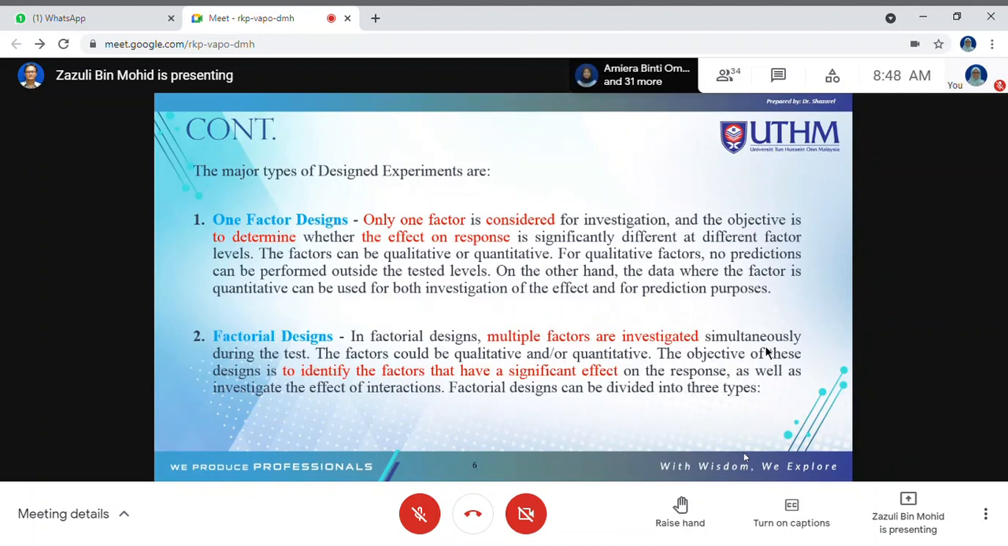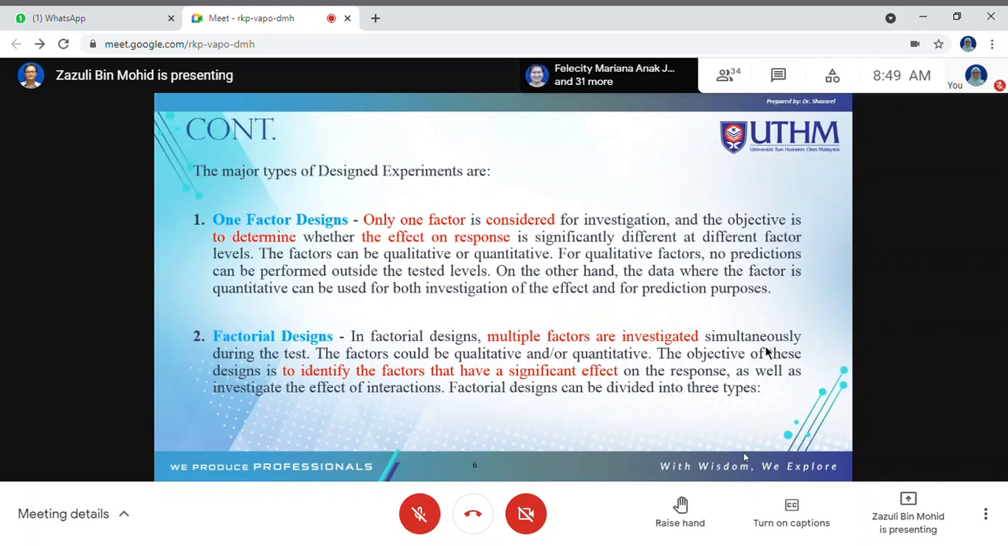When we use the quantitative, we have numerical data, we can plot the data, and we can use the graph for prediction. But when we conduct an experiment in qualitative, there is no numerical data, we cannot do any prediction.